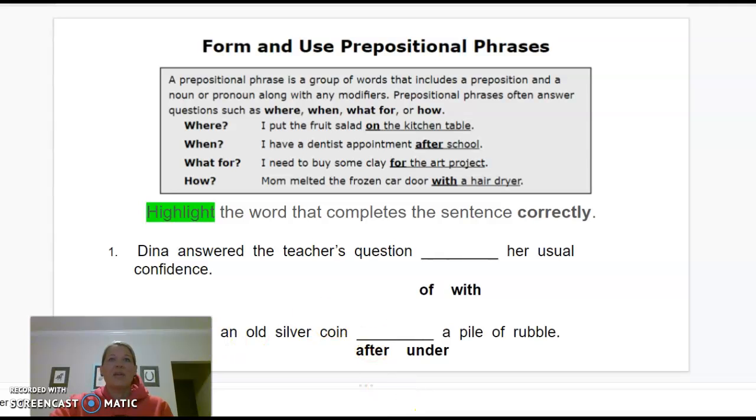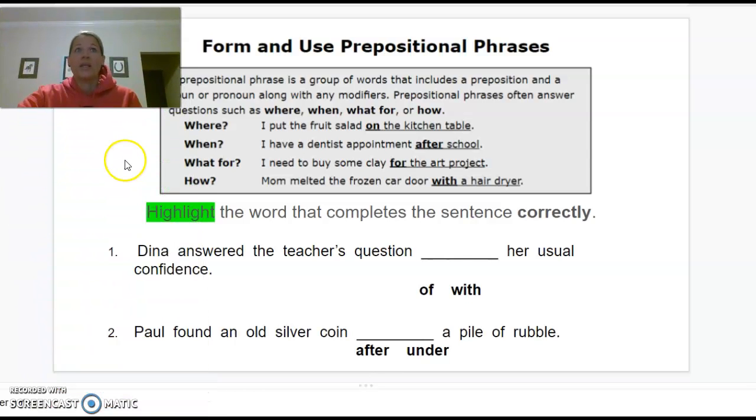Hey guys, today we are talking about some grammar and we're discussing what a preposition and a prepositional phrase is. So a preposition gives direction. So on, after, for, under, with, and they answer the questions where, when, what for, or how. So today, in this box up here, discusses an actual prepositional phrase. And the phrase is not what we are looking for today exactly, it's just the preposition.